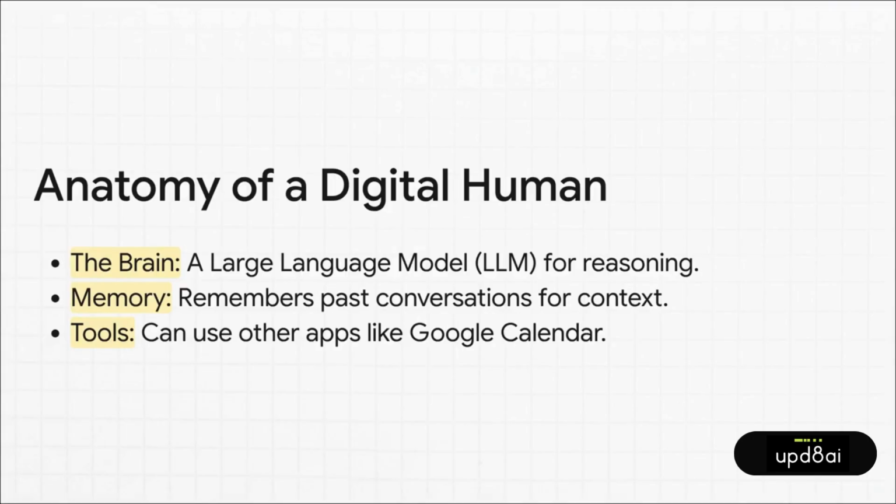So what does it even mean for an AI agent to be smart? I like to think of it like building a digital human. It's got 3 main parts. First, you need a brain. That's a large language model, or LLM, for all the thinking and reasoning. Then you need memory, so it can actually remember what you've talked about before. And finally, you need tools, the ability to use other apps, like a calendar or a calculator, to get stuff done.